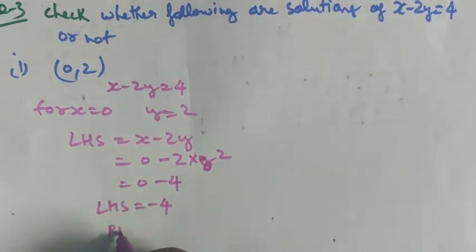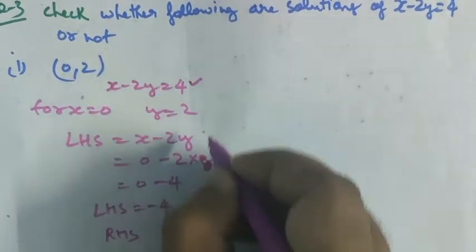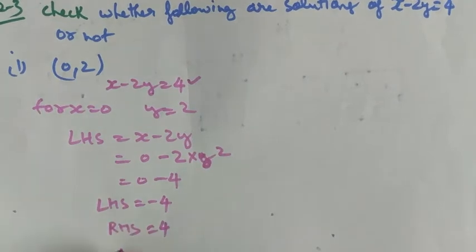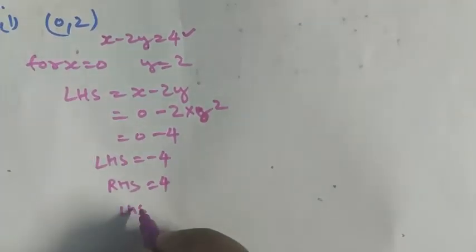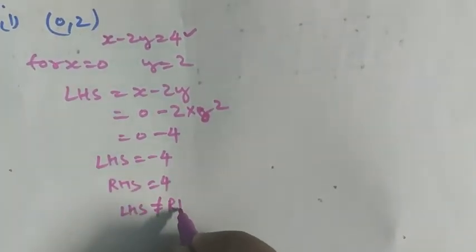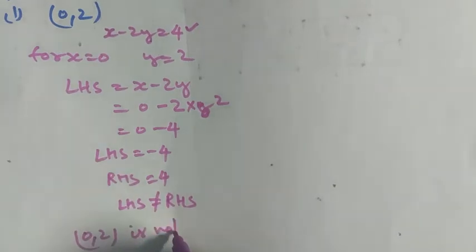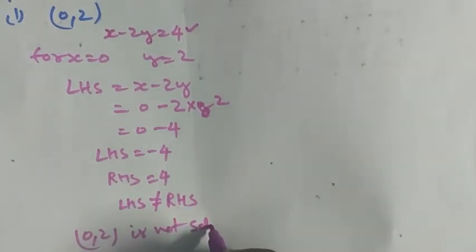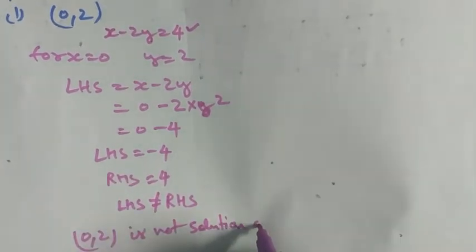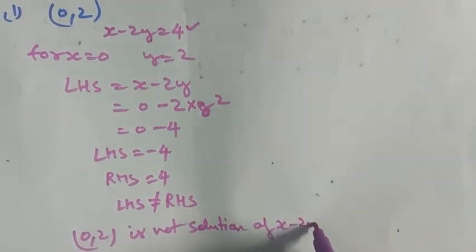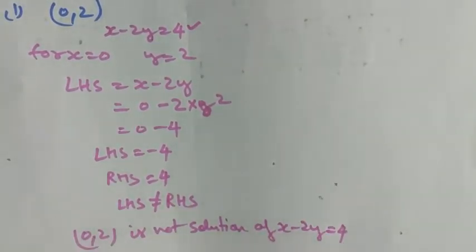But RHS is what? RHS is plus 4. So LHS is not equal to RHS. So we say that 0, 2 is not a solution of x minus 2y equals 4.